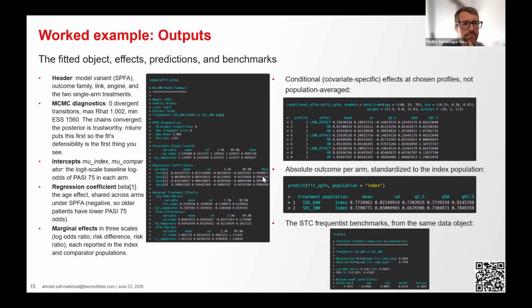And this is what we previously discussed as marginal effects, but here we also can have conditional effects for a new population with age of, for example, 40, BSA of 0.15, weight of 7.5, and previous systemic disease of 0%. And here in the first profile, you can see the results for that population, and we have two other profiles.